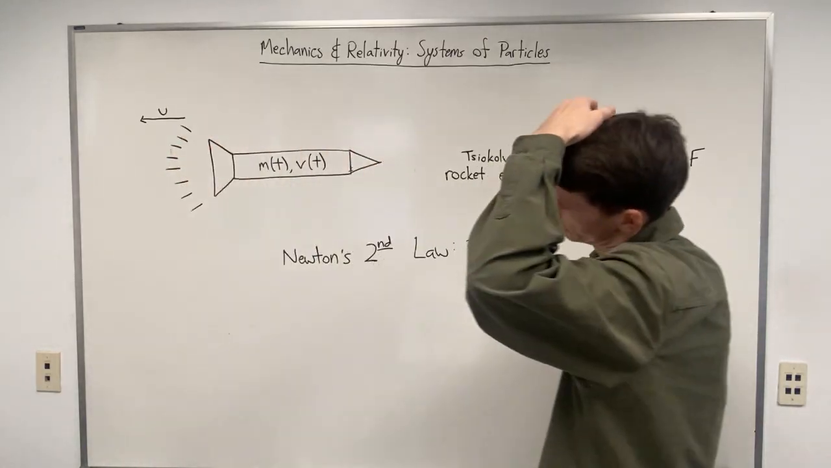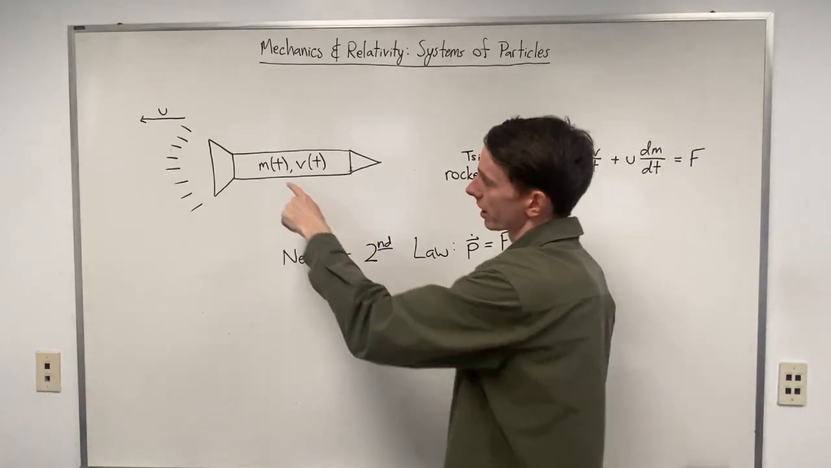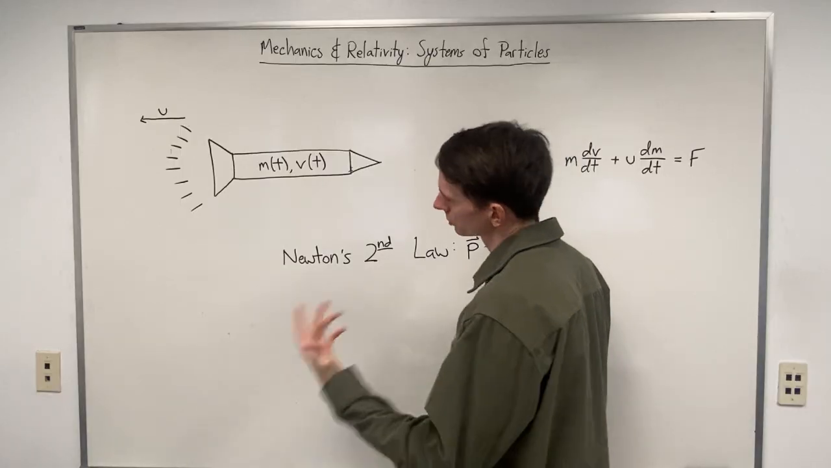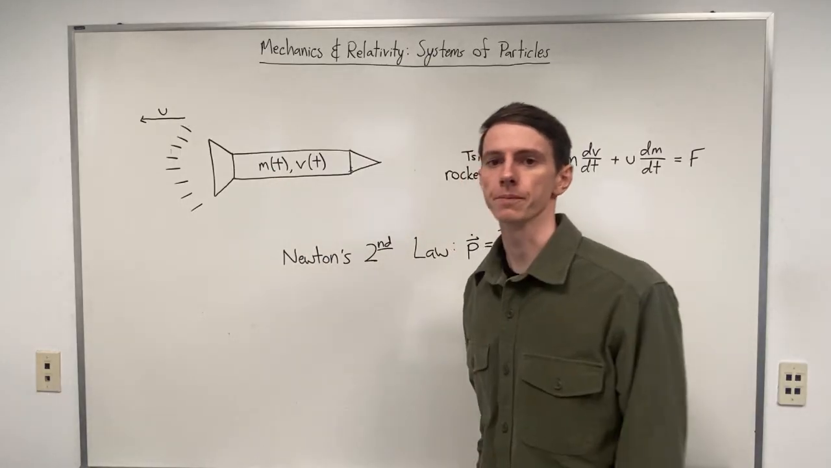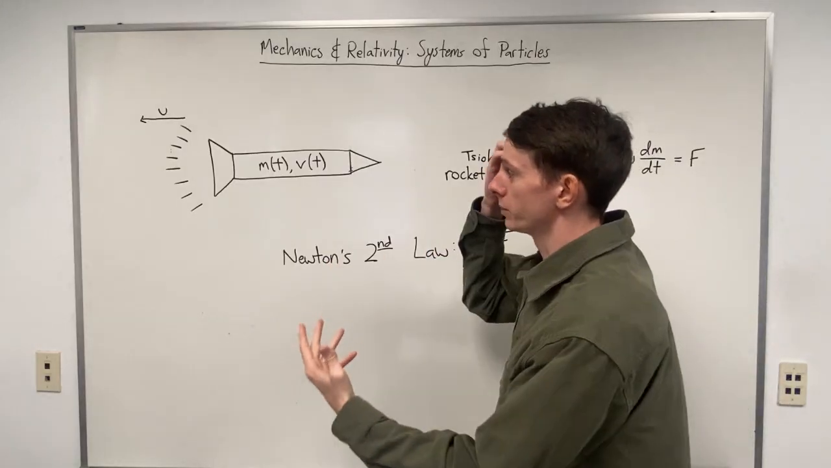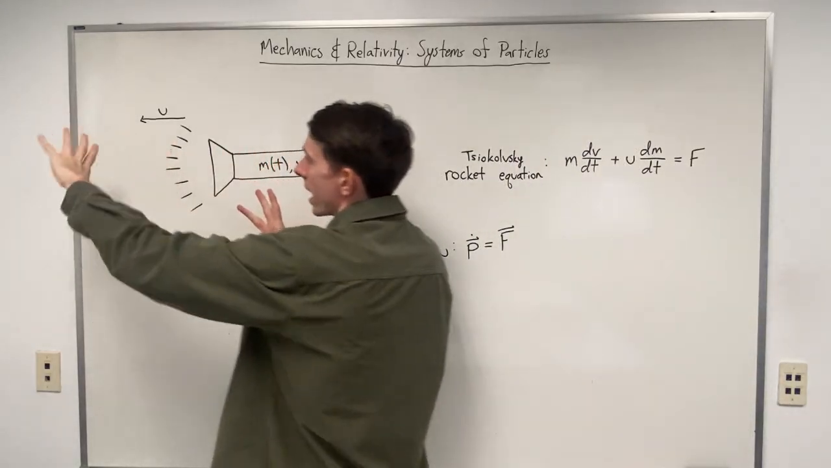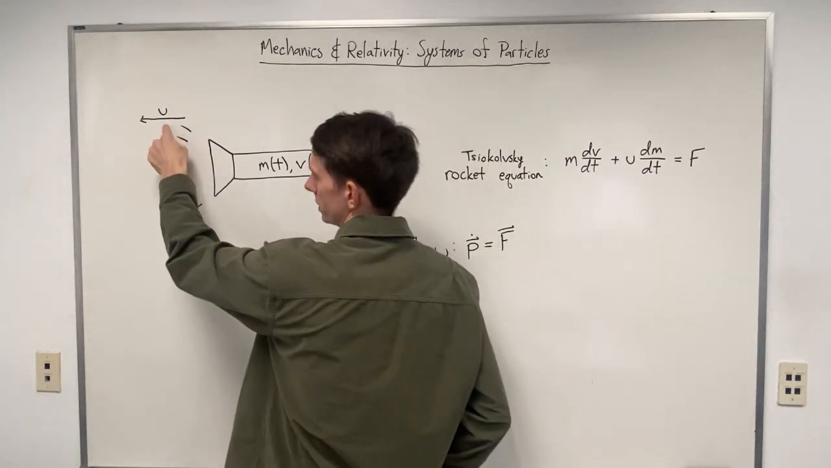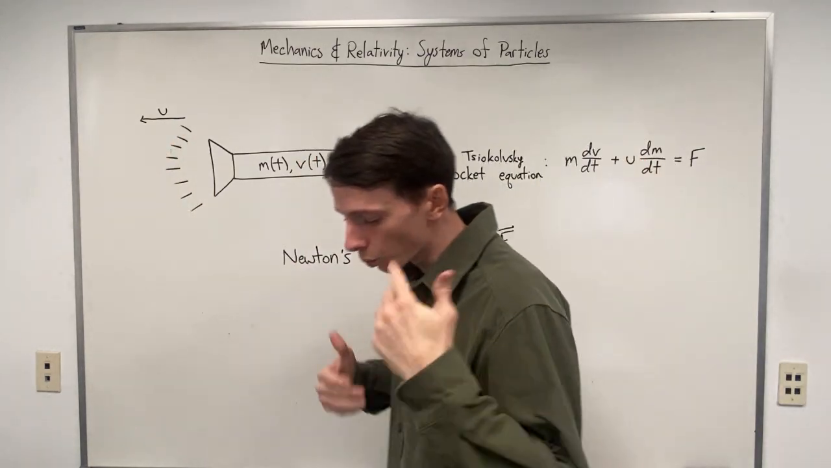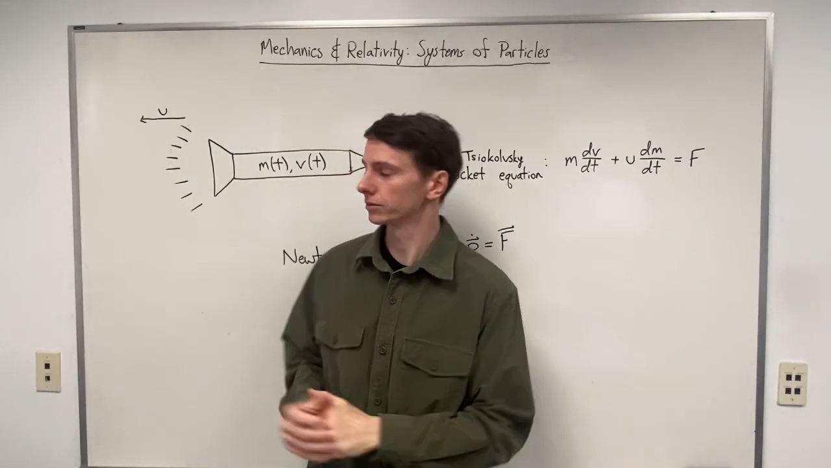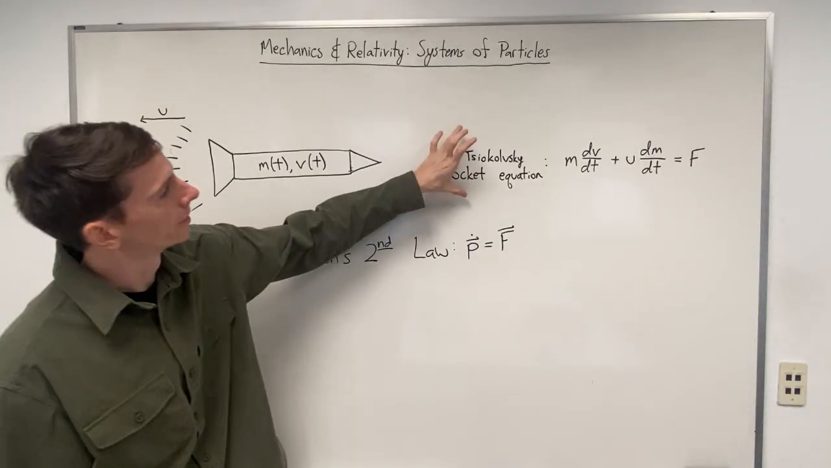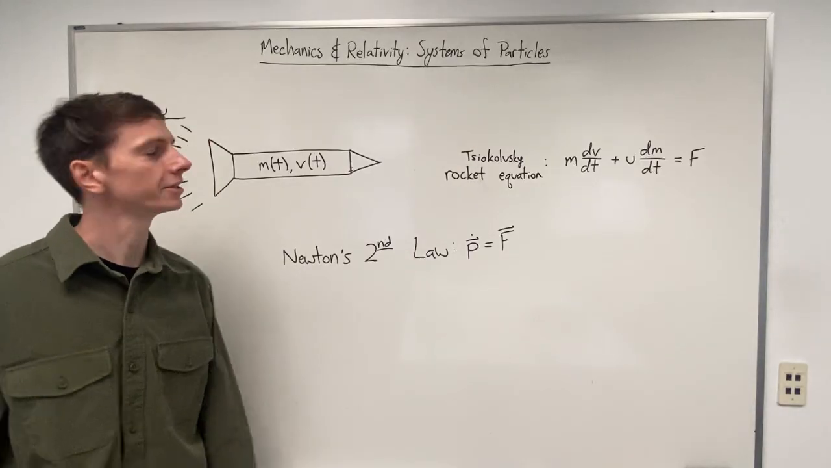That's what we drew right here, where the rocket's velocity is a function of time, which makes sense. But we also said that the rocket's mass was a function of time. The idea is that the rocket is losing mass over time because fuel is being ejected out the back of the rocket at some velocity u. So it's progressively losing mass over time. And in the last video we looked at the system and derived the equation of motion for the rocket, known as the Tsiolkovsky rocket equation.